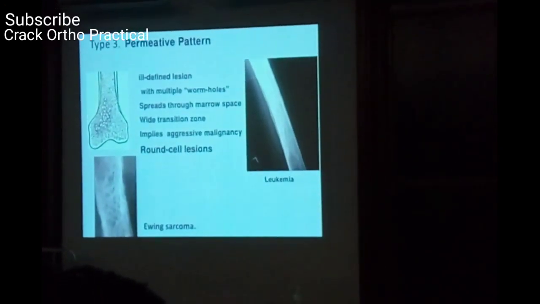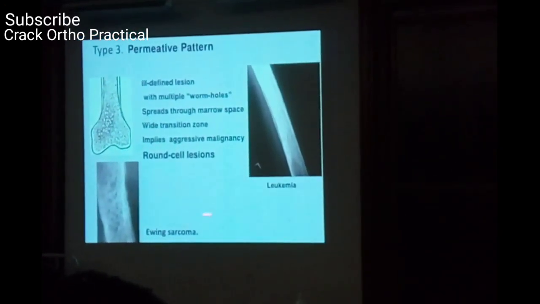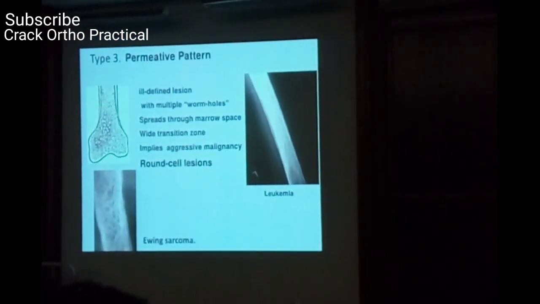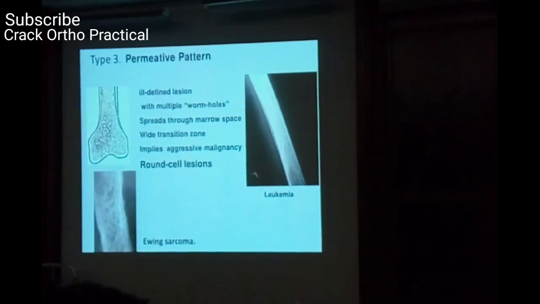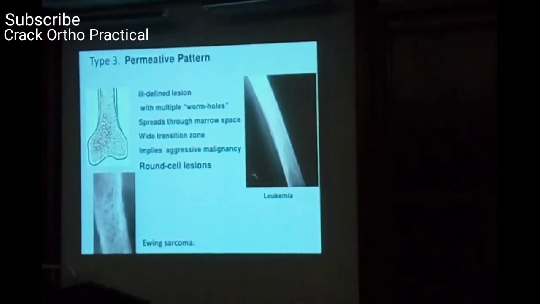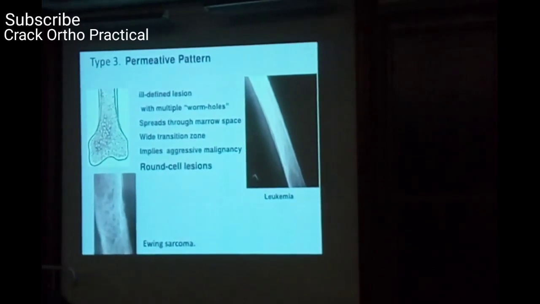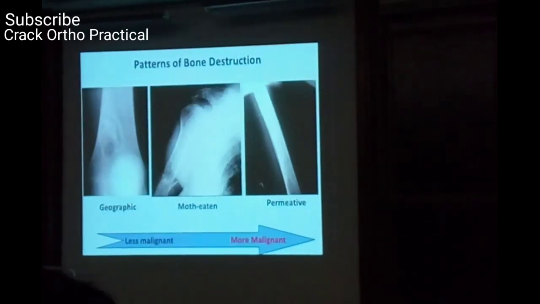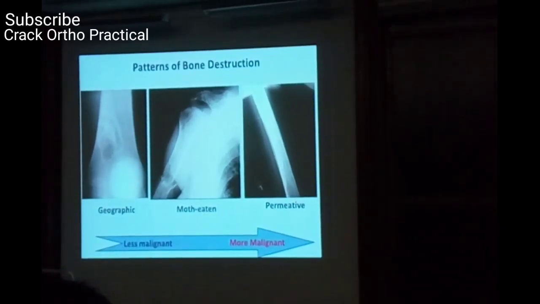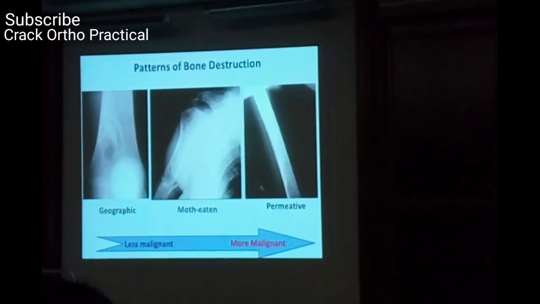And the permeative pattern is basically a tumor throughout the bone, intermingled with the bone with multiple wormholes. This suggests an aggressive malignancy. It can be seen in Ewing's or leukemia and basically indicates a malignant lesion. So depending on the pattern of bone destruction or zone of transition, from geographic to permeative, the tumor goes from less malignant to more malignant.